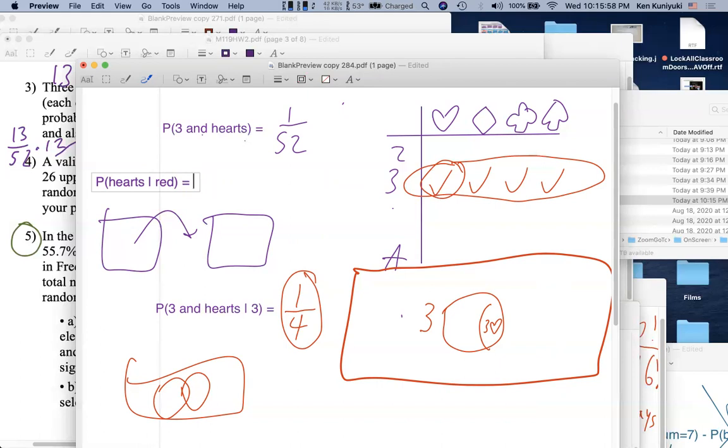Right. So here's a way that you can look at it. One way you can look at it is that there are 26 red cards. Of those, 13 are hearts, and all hearts are red cards, right? So 13 over 26 is 1/2. That's one way of looking at it.